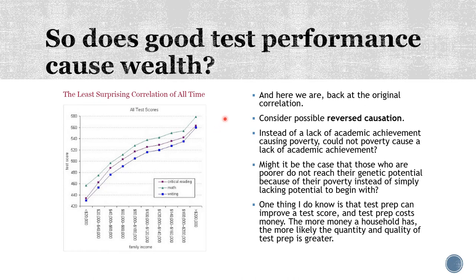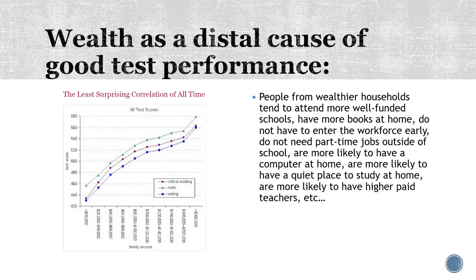And so, if you have more money, you're more likely to provide your kids with a quiet place to study, maybe a better quality computer, right? Better quality internet access, more books, access to other highly educated people, et cetera, all that sort of stuff. And I think all that stuff probably adds up. So the idea is then that wealth would be a kind of distal cause of good test performance.